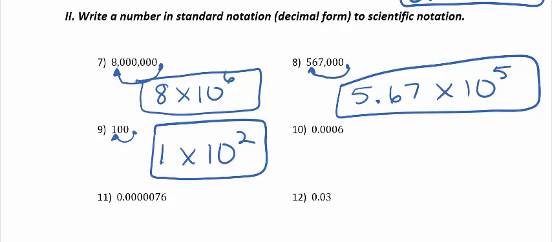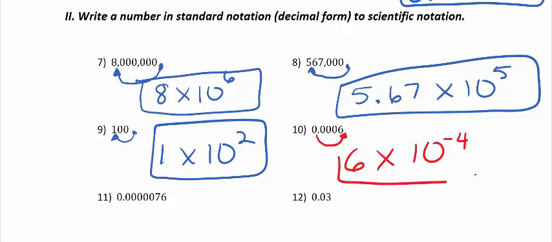Now this time we're going to be moving the decimal point in the opposite direction. It's right here in the number, and we need to move it to after the 6. So I'm going to rewrite this as 6 times 10, and I move the decimal 4 places to the right, so that's going to be a negative 4 power. Again, really small numbers are going to have negative powers when they're written in scientific notation.